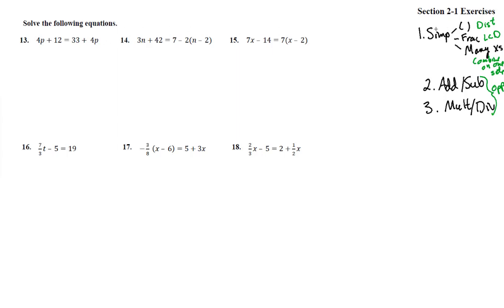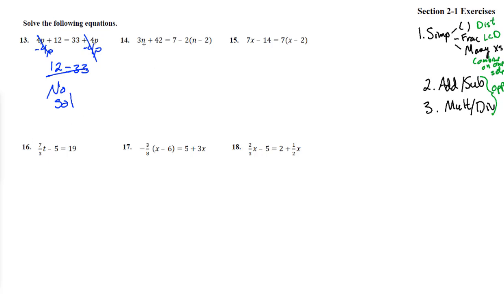Do we have any parentheses? No. Do we have any fractions? No. Do we have many x's? In this case, p's? Yes, we do. Let's get rid of one of them. So we subtract 4p, subtract 4p, trying to do the same thing to both sides, and those go away. They cancel, and we get left with 12 equals 33. How embarrassing. 12 does not equal 33. There is no solution here.